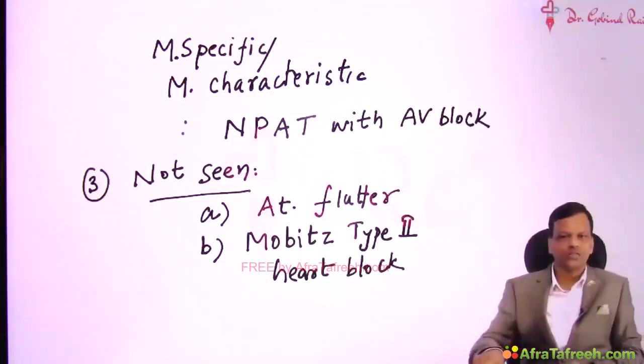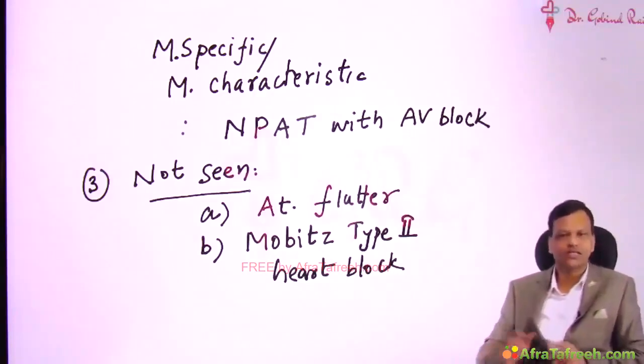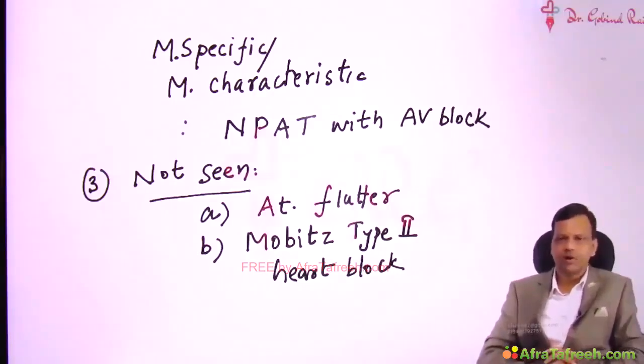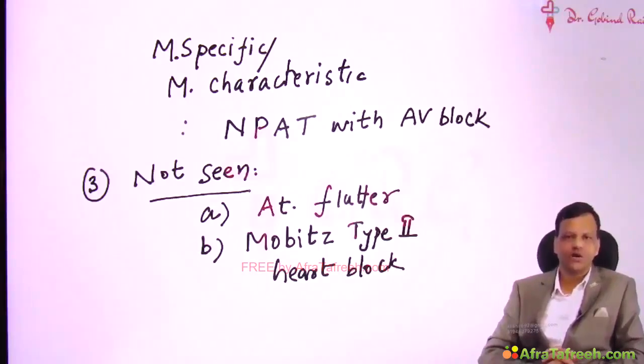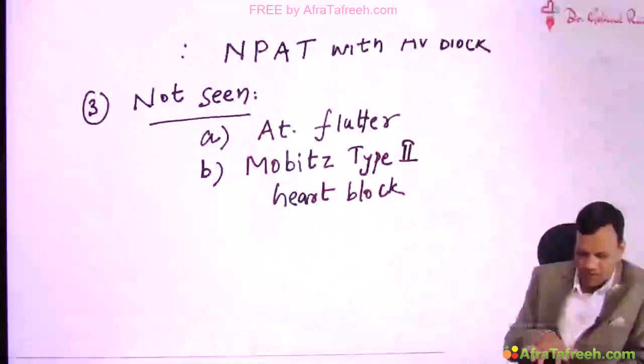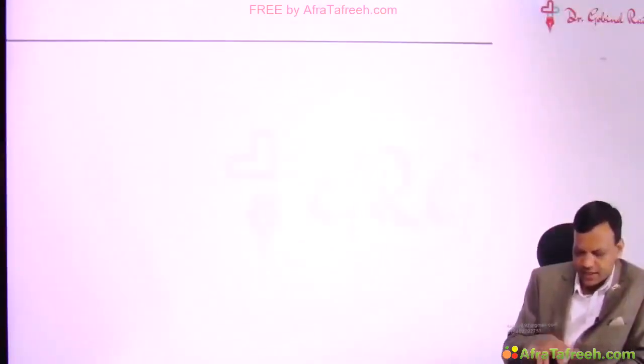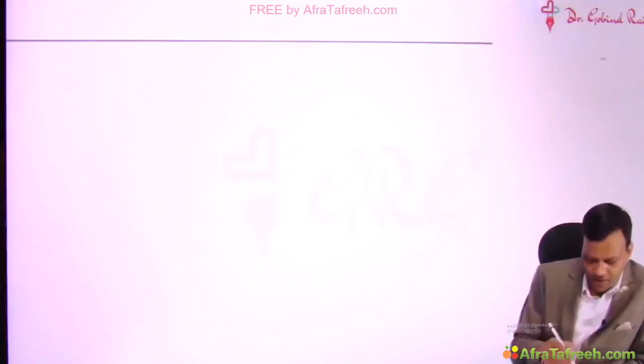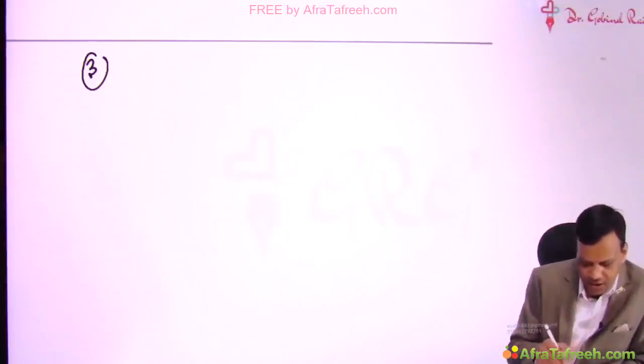So these two arrhythmias are not seen in digitalis poisoning. So three important questions: one, most common arrhythmia; second, most specific arrhythmia; and third, which arrhythmias are not seen in digitalis poisoning. So most common adverse effect of digitalis are GIT side effects. Then it can cause arrhythmias. Apart from these, digitalis can cause gynecomastia.